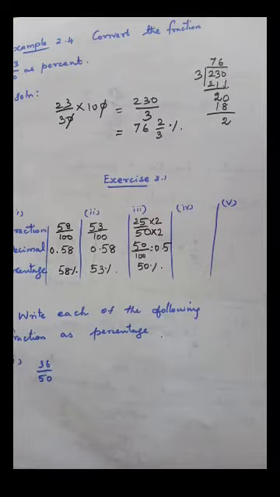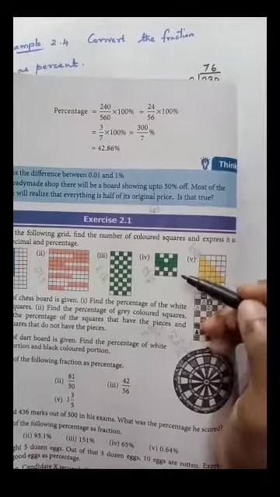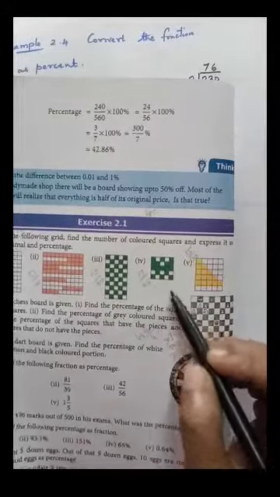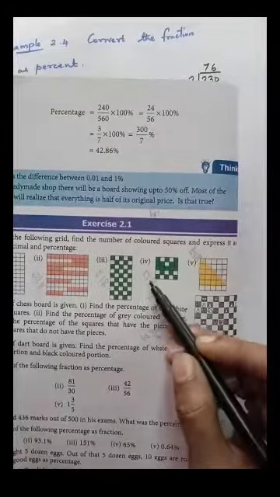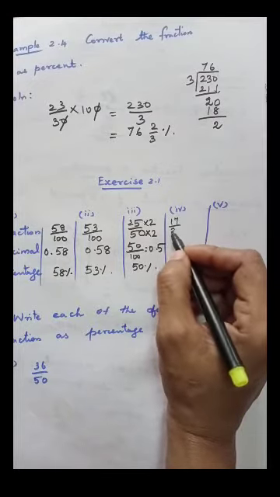Then the fourth one is, see here, how many boxes? 1, 2, 3, 4, 5. Here also 1, 2, 3, 4, 5. 5 5s are 25 boxes here. In this 25, 17 boxes are shaded. So the fraction is 17 by 25.